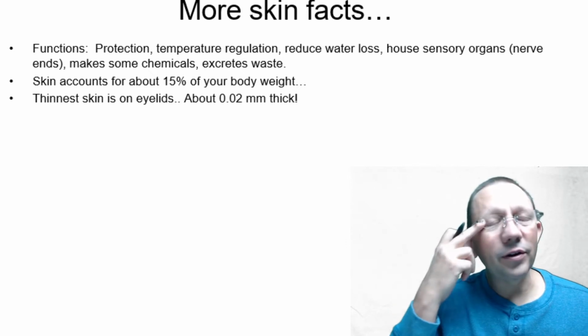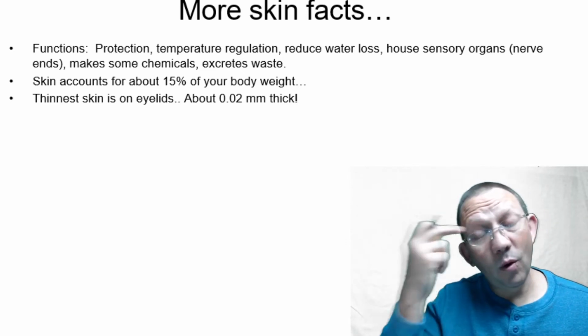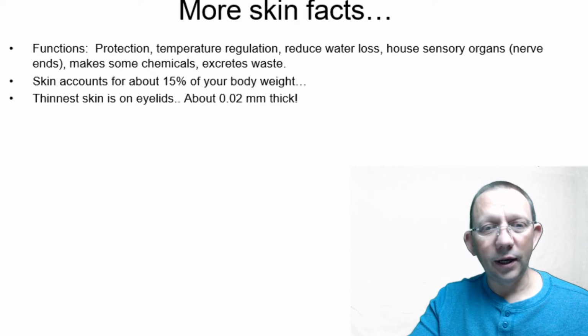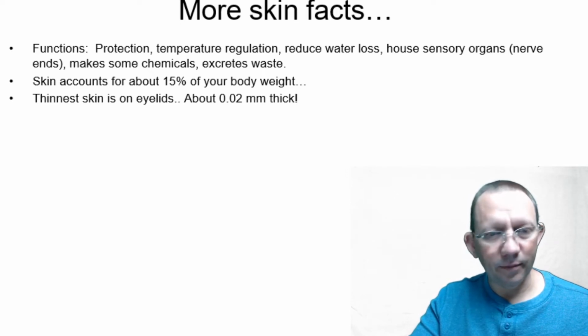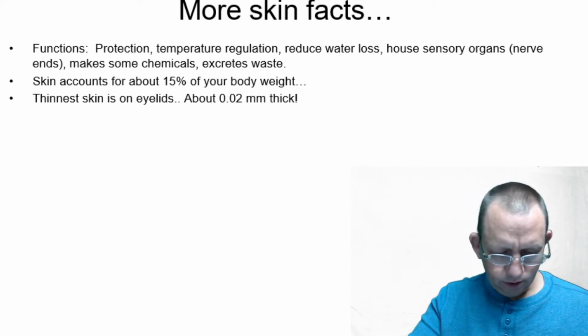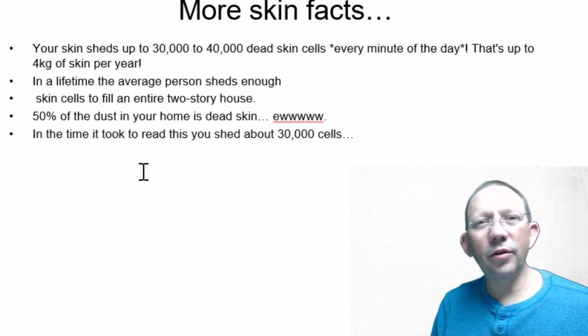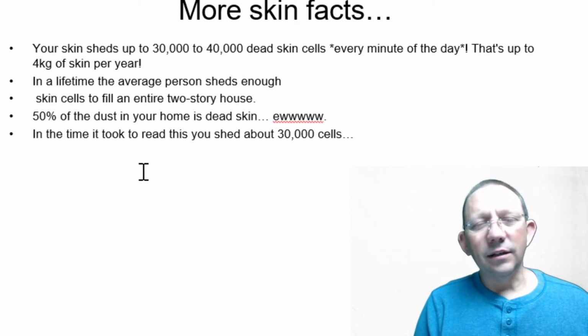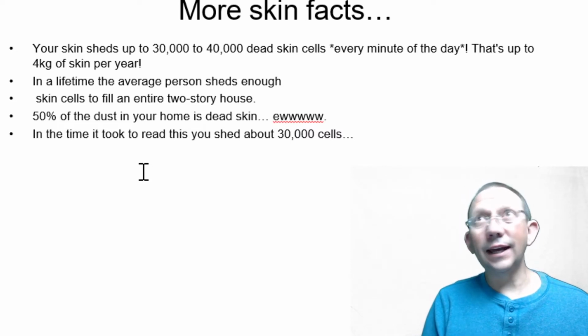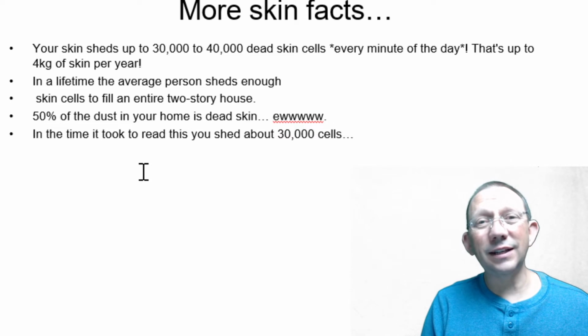Thinnest on this. Oh, there you go. Thinnest on the eyelids, about 1.02 millimeters thick. Much thinner than we thought before, right? So let's go to the next one. Your skin sheds about 30 to 40,000 cells every minute of the day. That's up to 4 kilograms. So that's like 8 pounds, almost 9 pounds of skin a year.